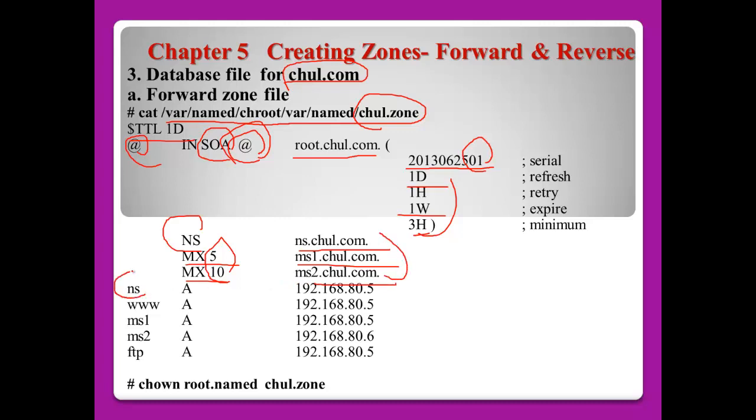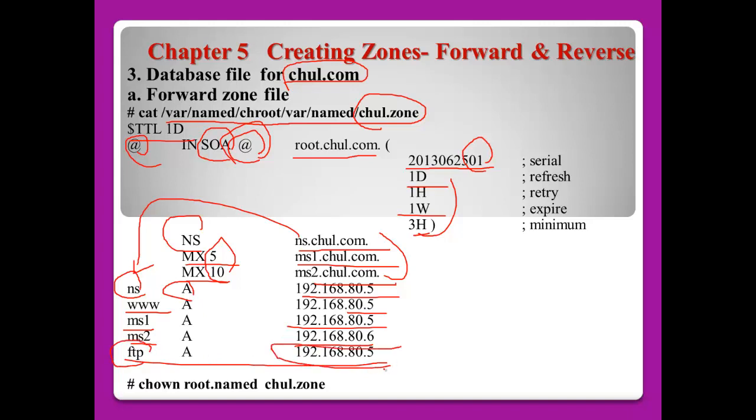And after that, the NS name server here means this name server. The internet address is, in my case, 192.168.8.5. The www web server is the same, 8.5, and ms1 is the mail server and ms2 the second. So the first mail server is 8.5 and the second mail server is 8.6. And if you want to add more hosts, in my case I add FTP. So 8.5 is also the FTP server.